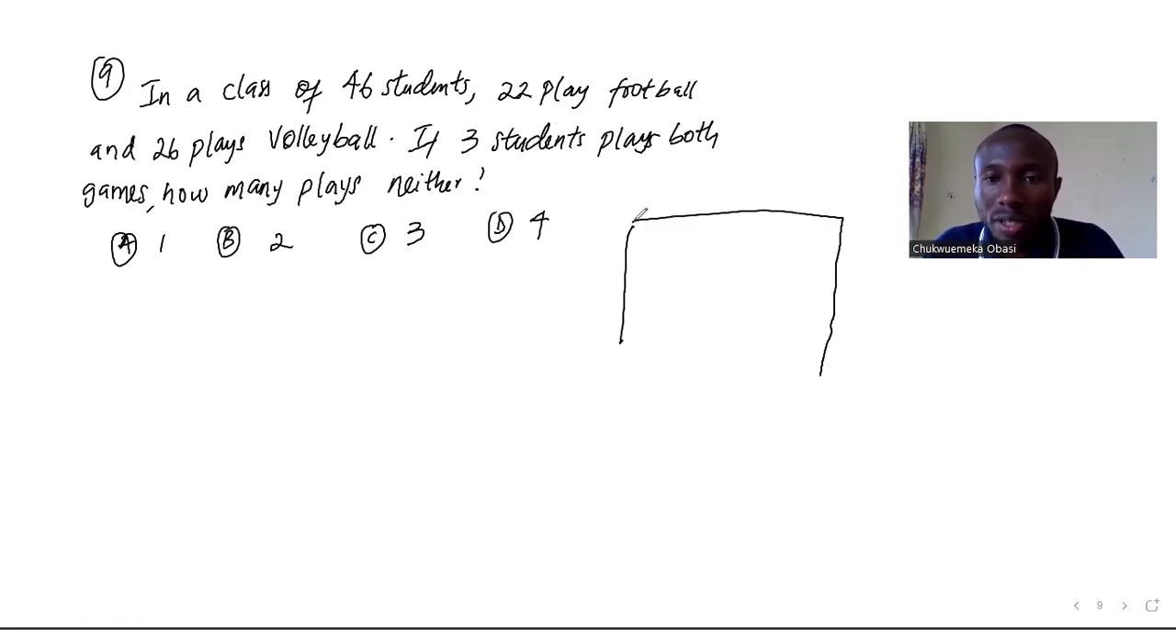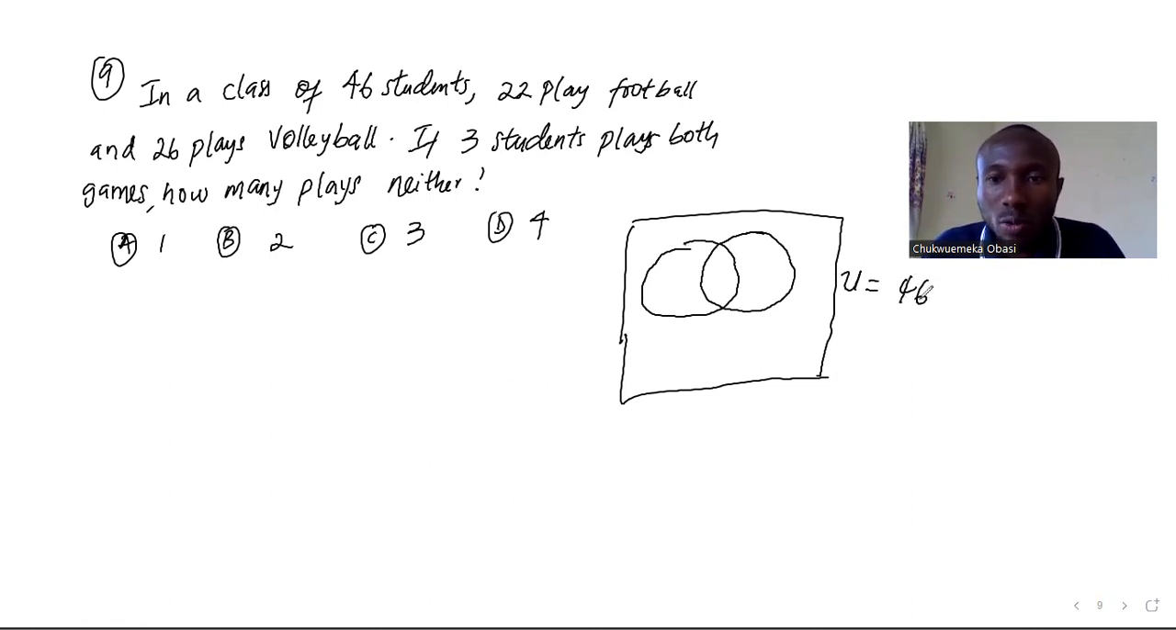So let me quickly draw a Venn diagram right here. This is a Venn diagram of two sets. Two circles will be inside. This is the universal set. We have 46 students in total. Now we have football and we have volleyball. They said 22 play football, so we have the 22 right here, and 26 play volleyball, we have 26 here. Now we go down and say three students play both of the games.